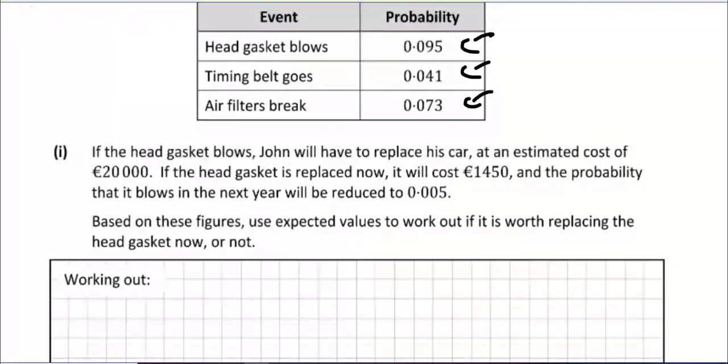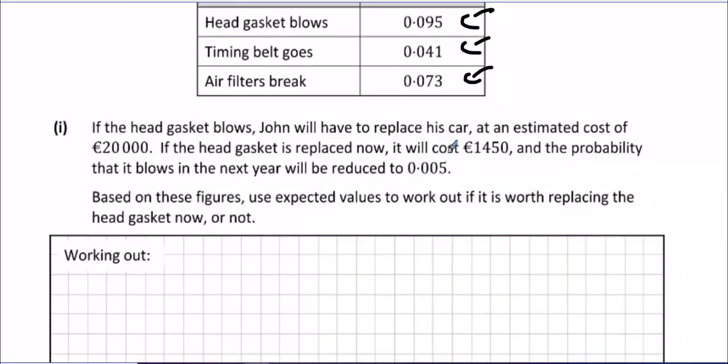If the head gasket blows, John will have to replace his car at an estimated cost of €20,000. If the head gasket is replaced now, it will cost €1,450, and the probability that it blows next year will be reduced to 0.005. Based on these figures, use expected values to work out if it is worth replacing the head gasket now or not. Okay, here's what we're going to do.